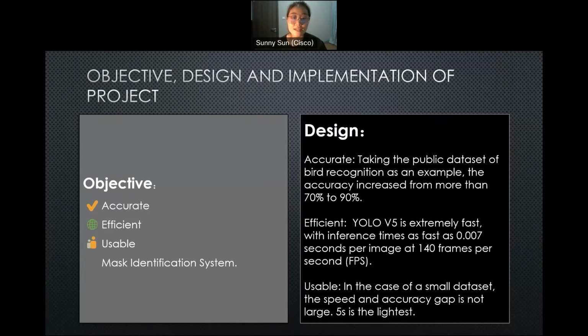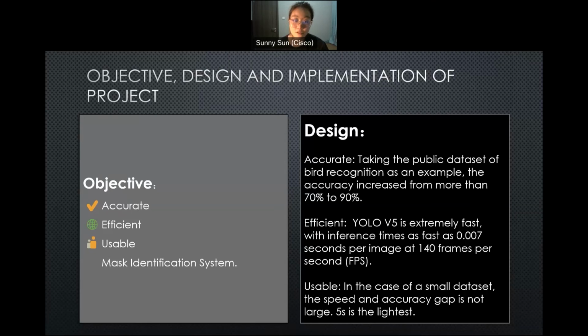I chose YOLO 5 because my objective is accurate, efficient, and usable. YOLO 5 is accurate. Taking a public data set of bird recognition as an example, the accuracy increased from more than 70% to 90%. The second reason is that YOLO 5 is extremely fast. The inference time is 0.007 seconds per image, and 140 frames per second. Of course, it still has some shortcomings, but I think it's enough for my program now.